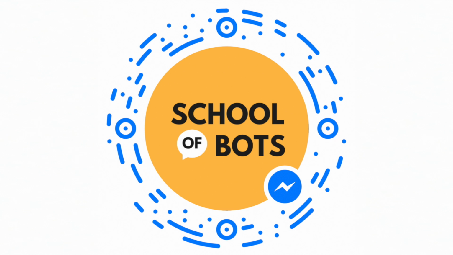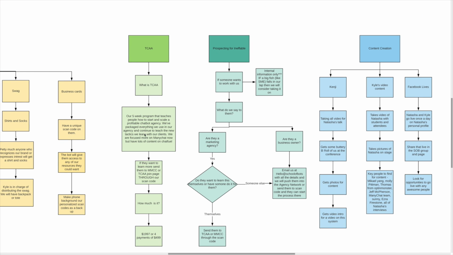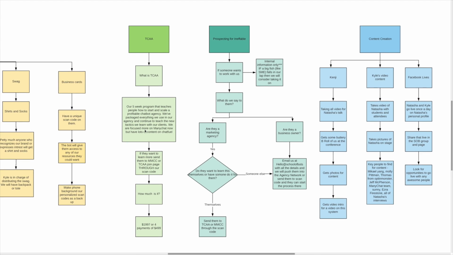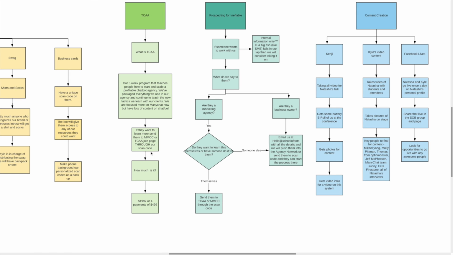And we're focused more on ManyChat now, but have lots of content on Chatfuel. So that's pretty much going to be what we as a team say to anyone who asks us, what is your course? What is the Chatbot Agency Accelerator? And if they want to learn more, we're going to go ahead and send them to the Messenger Marketing Crash Course, which is our free course on how to use ManyChat, and they'll be able to learn if this is something that they want to take more seriously, and then they'll be able to be pushed through to the Chatbot Agency Accelerator.